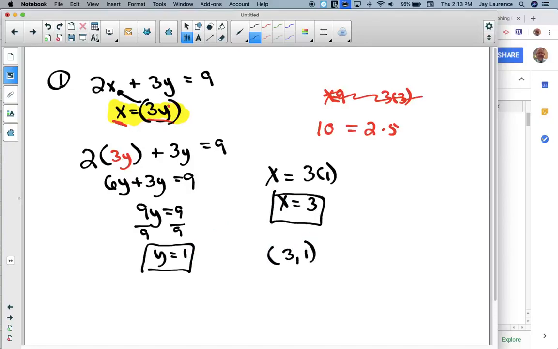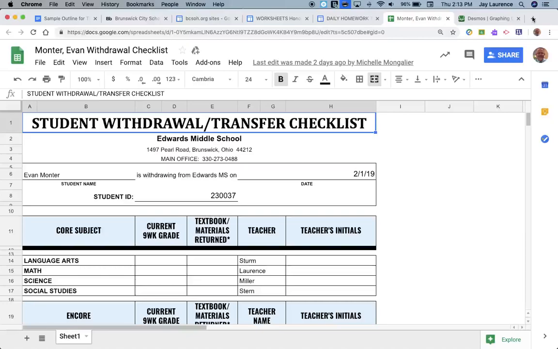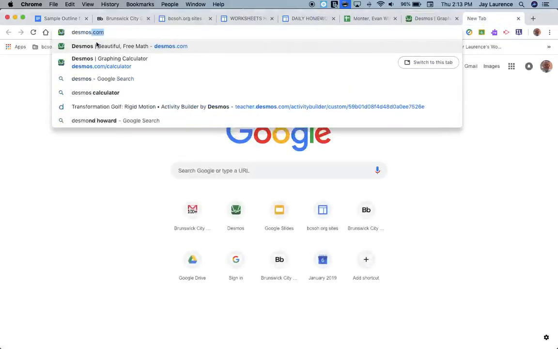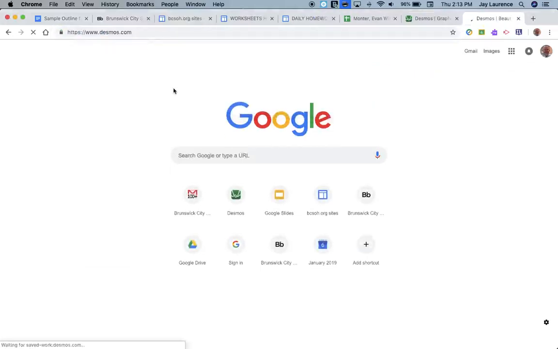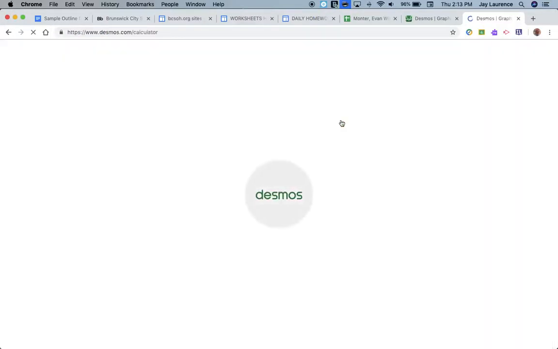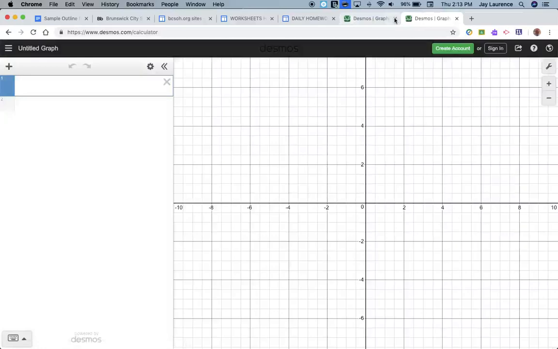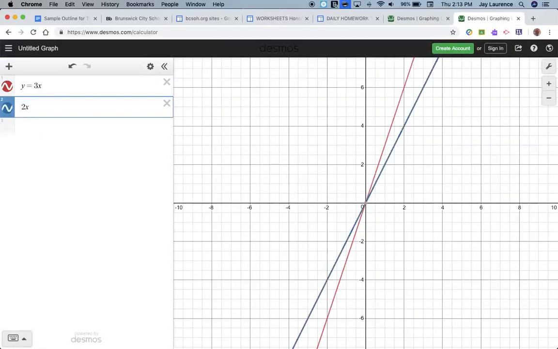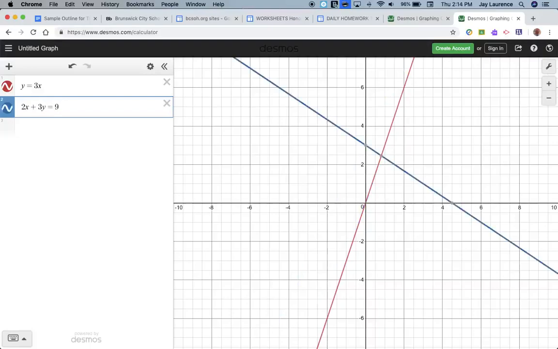That is the solution to the equation. And I'll tell you what I'll do here, I will make sure to graph this on Desmos so that you can see exactly what I'm talking about. Okay? And so what was it? The second equation was y equals 3x. And the first equation was 2x plus 3y equals 9.